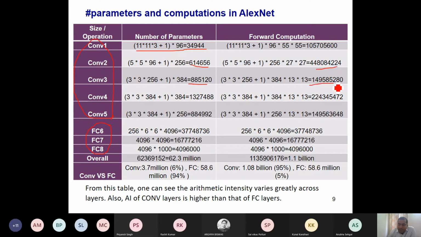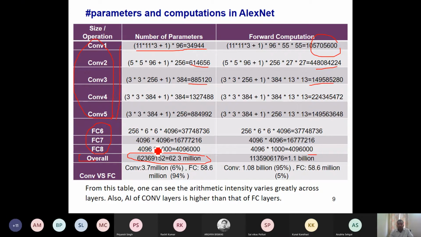From this, you can easily find out the AI, right? AI is you divide this computation by the number of parameters times the size of each parameter, which we assume is 4 bytes. So you take the flops in the numerator, and the denominator will have the number of parameters multiplied by the size of each parameter. One more thing we are showing is the overall number of parameters, just in case you want to show the overall behavior. So this is the layer-wise behavior, and this is the overall behavior.